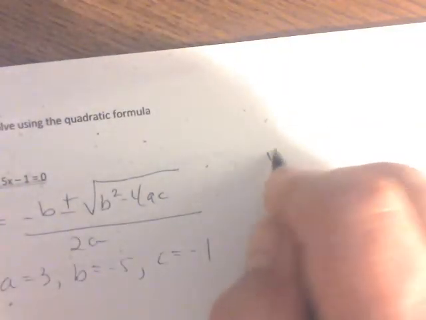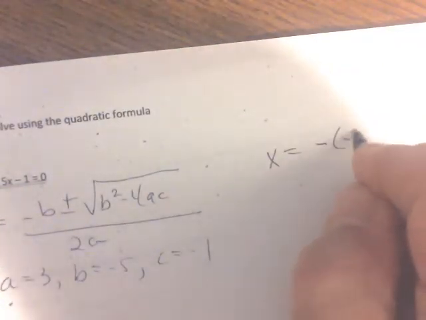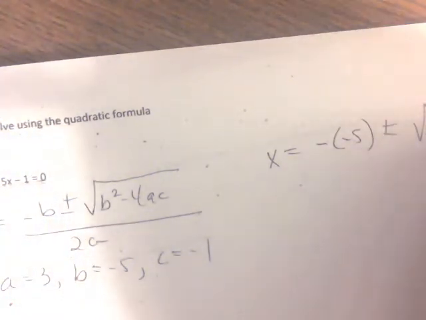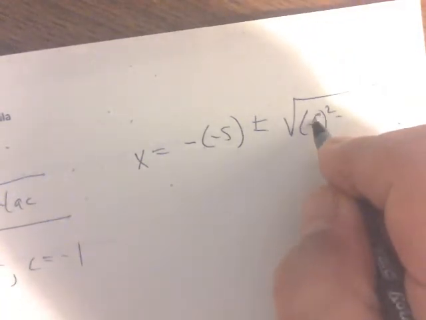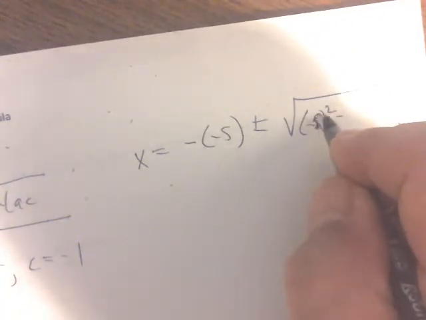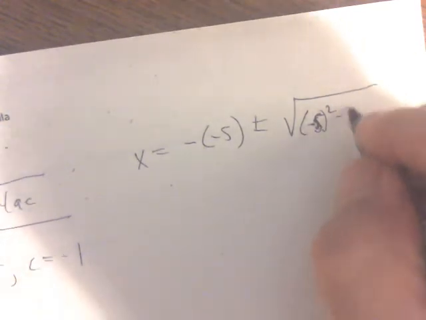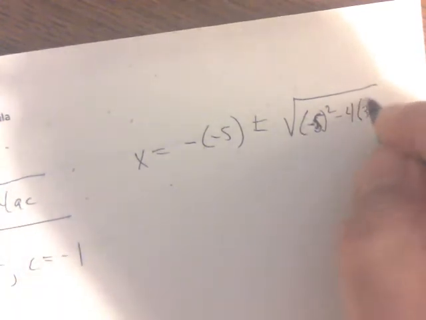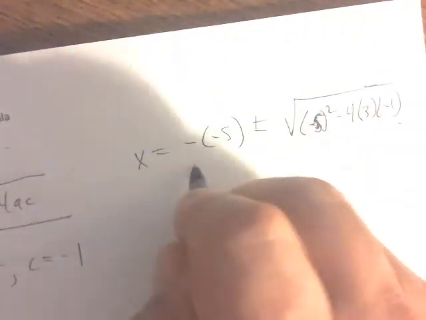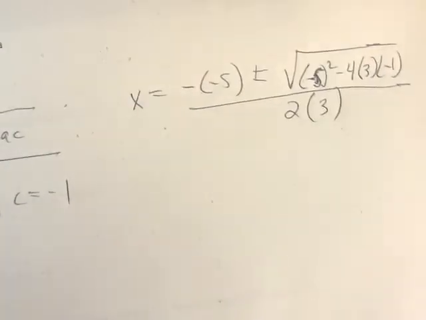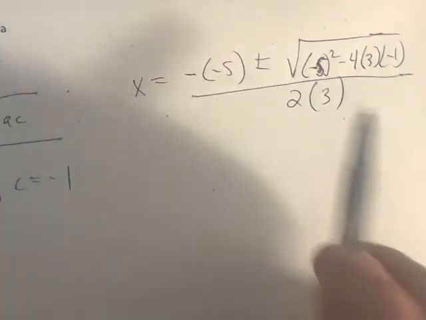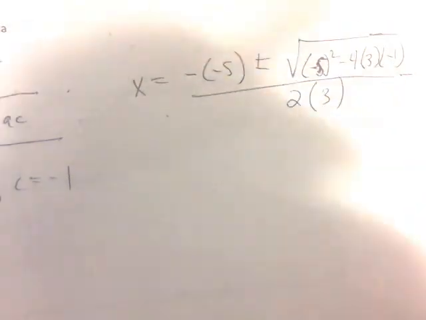So I substitute. Minus b plus or minus the square root of b squared. Make sure you put that negative 5 inside parentheses if you're using your calculator. If not, it can square it and leave it negative. Sorry about my writing there. Minus 4 times a times c, all over 2a.